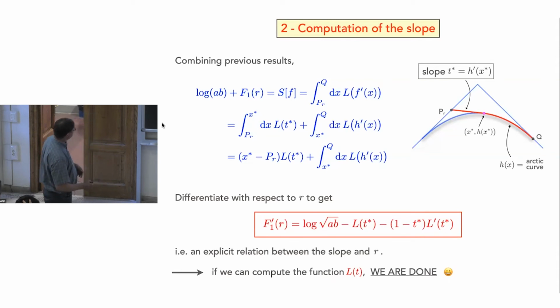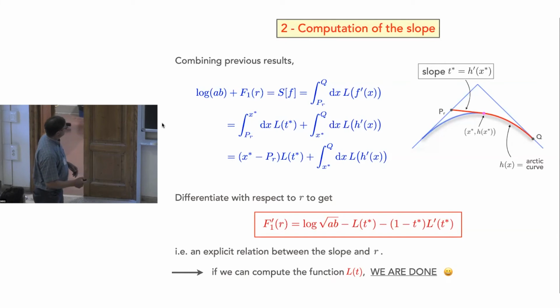So if you care to differentiate with respect to R, you get this very simple equation. The only integral disappears. And that's what you actually are after, because here is an explicit relation between the slope T star and the parameter that parameterizes the position of this point. So if you can extract from that T star as a function of R, you are done. And of course, you've got to know this L function. So the only point that is left is to compute the L function.